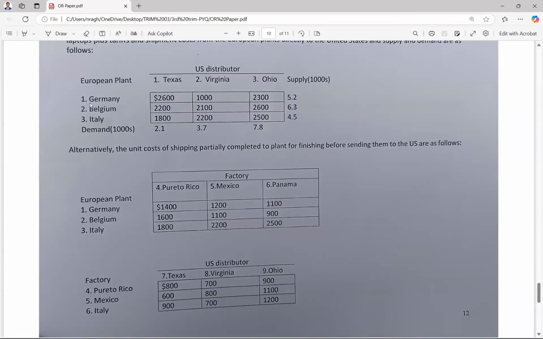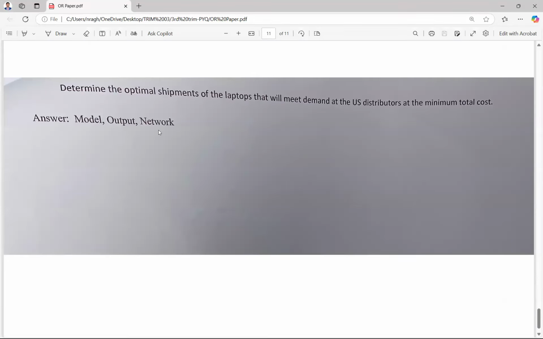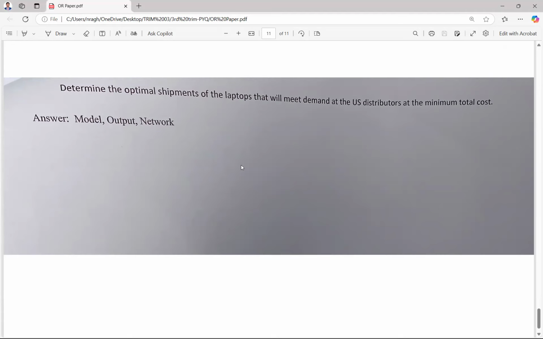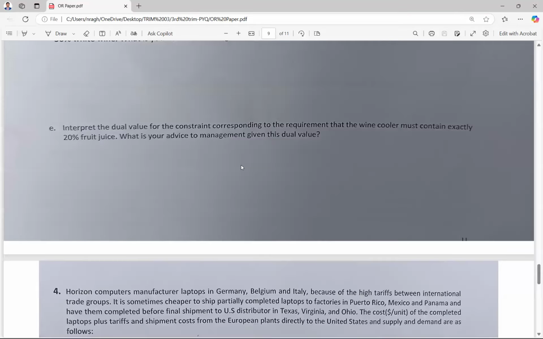Same as AON, just put Germany at one part, all these nodes at one part and the distributors in another part, and connect the dots, connect the lines. That's all. Nothing big as network. The model output is what you write, and the model is nothing but how the solver has solved it, and the network is the diagram you have to draw. So just draw the diagram for this. The fourth question is clear, I guess, for everyone now.